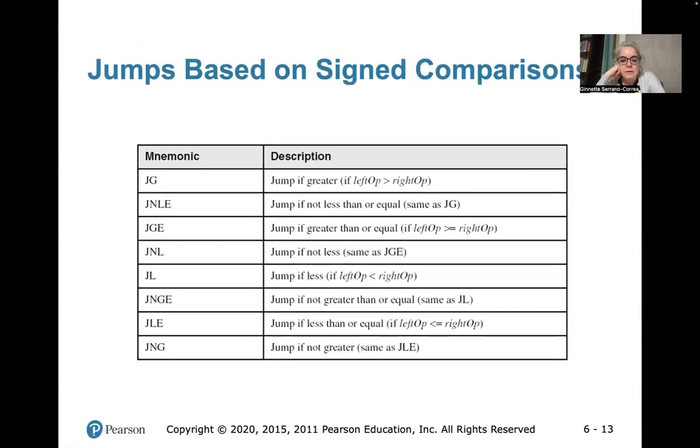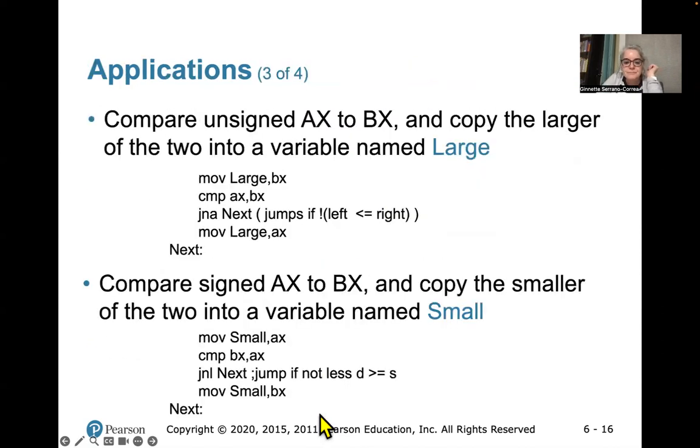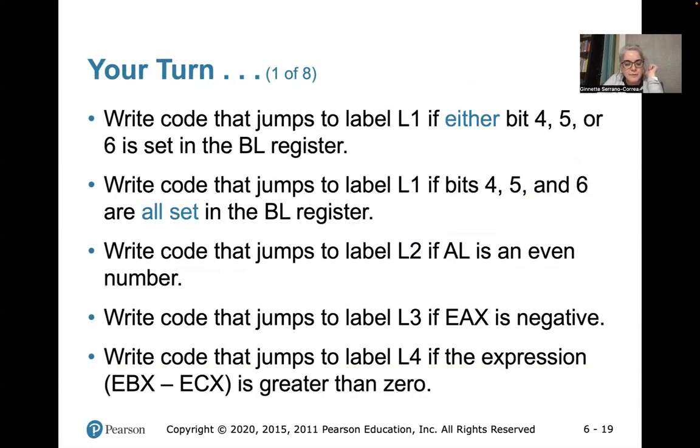So we're looking to see if EAX is less than 0. Because EAX is signed, you want to use one of these and check to see if it's less than 0. I'll just give you that hint on that one. Then write the code that jumps to label 4 if the expression EBX minus ECX is greater than 0.